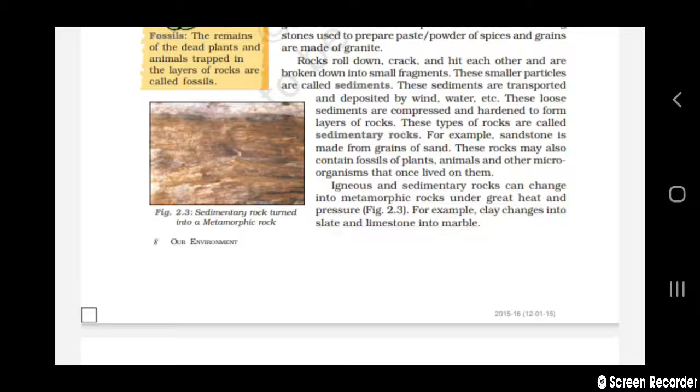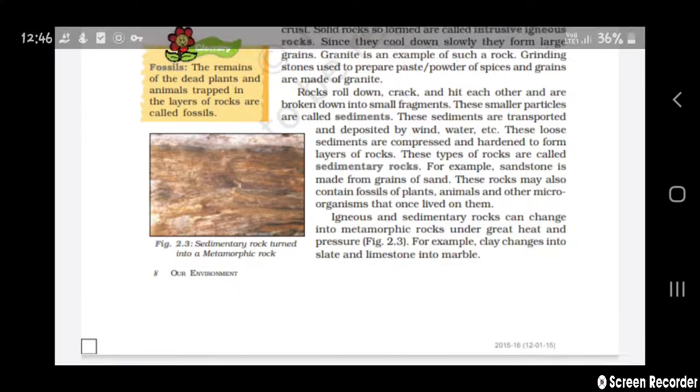For example, sandstone, which is made from grains of sand, is an example of sedimentary rock. These rocks may also contain fossils of plants and animals. You may have learnt about fossils in your previous chapters.